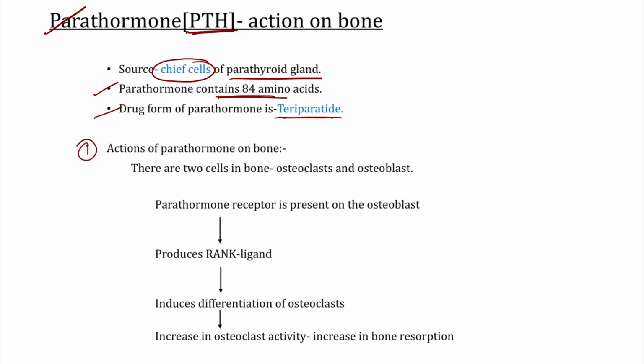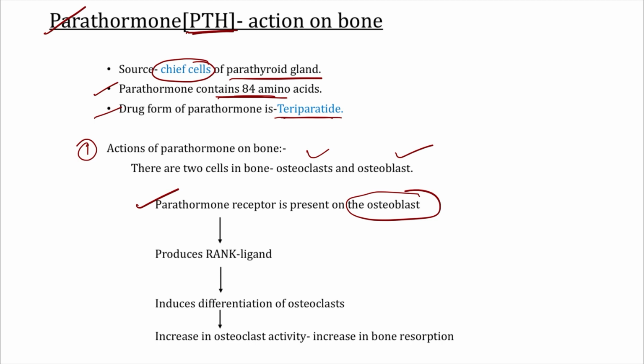First we will see the action on the bone. We know that in bones we have two cells: one is osteoclast and the second one is osteoblast. Out of these two cells, on which cell are the parathormone receptors present, sir? Osteoclast or osteoblast? See here, osteoblast. Parathormone receptors are present on osteoblast.